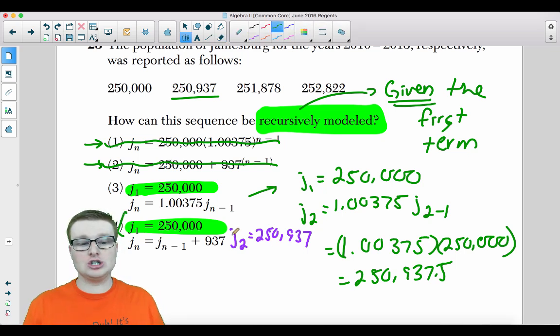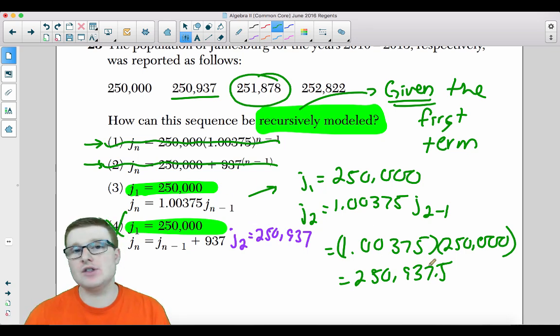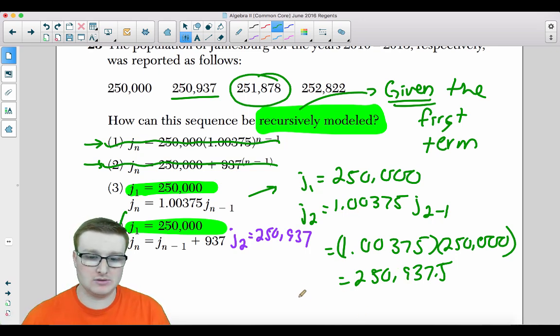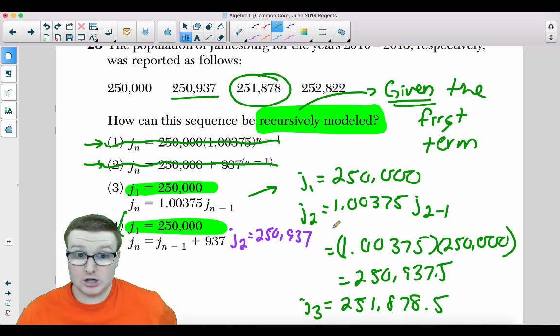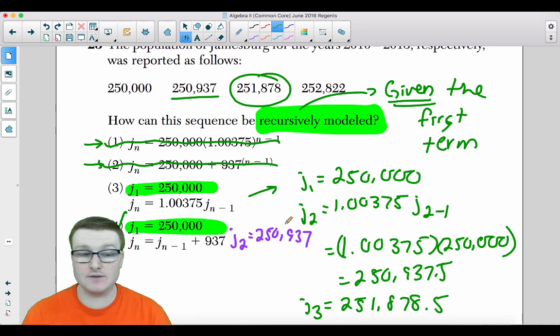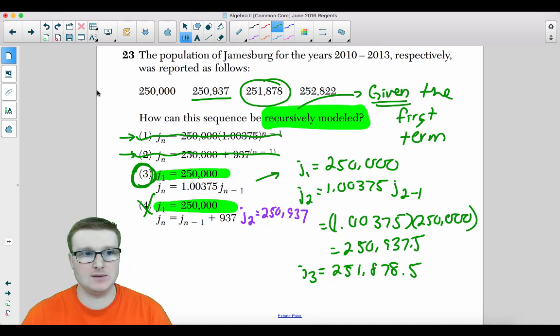Because if you go to j of 3, it is not going to be this. It's actually going to be off, if I'm not mistaken, you'll be off by 4 people. This is the better answer, even though everything's rounded, because every answer you get, it's going to be off by 0.5. So just because I'm lazy, j of 3 is actually 251,878.5. And then for the j sub 4 term, it's 252,822.5. Even though you're off by 0.5, it's still a reasonable answer. Your answer is choice 3 for that question. Choice 4 would eventually not work anymore.